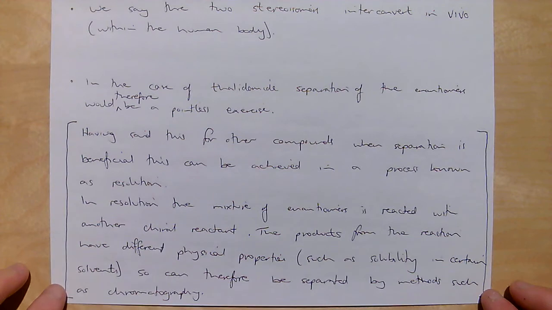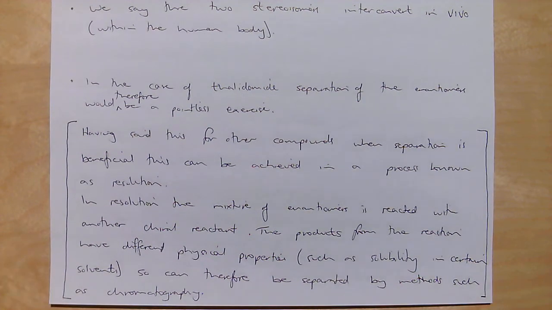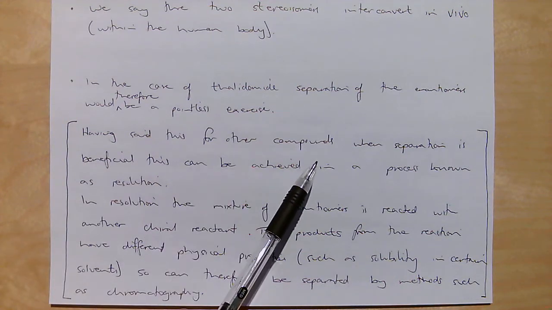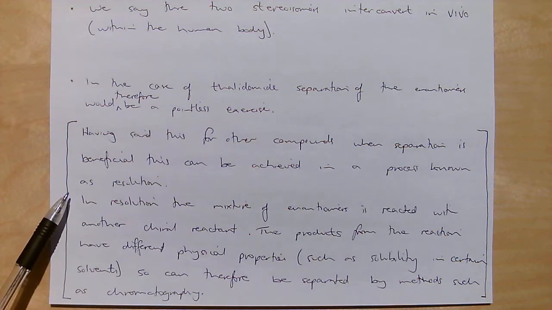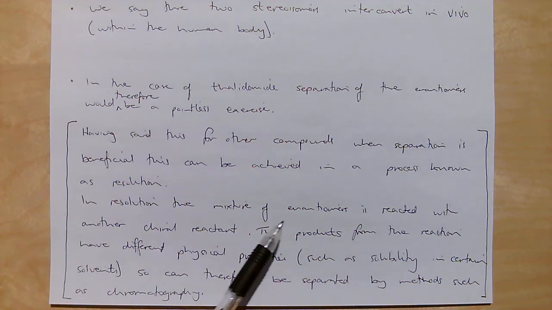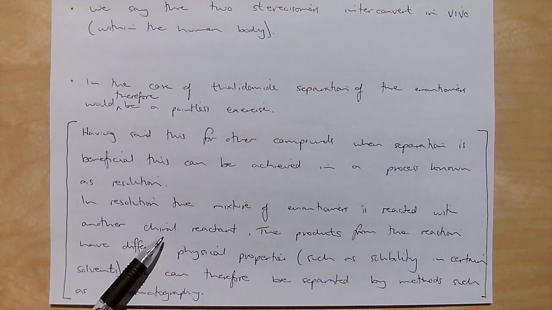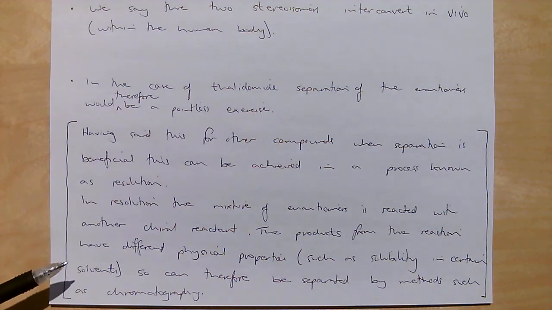Having said this, we can actually separate enantiomers, even though in thalidomide's case we wouldn't do it. It is something that is possible. For other compounds, when separation is beneficial, this can be achieved in a process known as resolution. In resolution, the mixture of enantiomers is reacted with another chiral reactant. The products from the reaction have different physical properties, such as solubility in certain solvents, so can be separated by methods such as chromatography. So resolution is the process by which we separate out our two enantiomers.